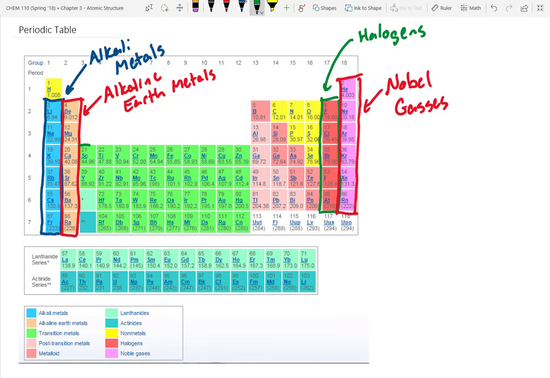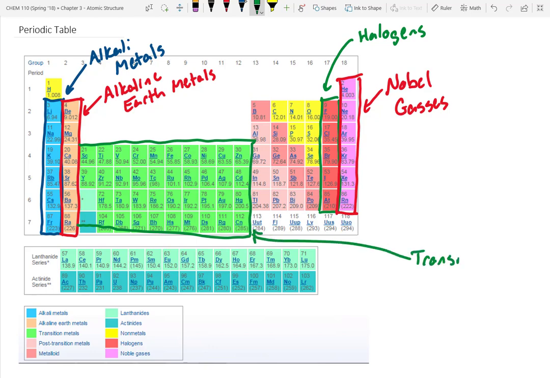And then the last one that I want you to know about is the center block. These are called transition metals. So those are the main areas of the periodic table I want you to know about. If you look at this one too, it has additional groups. I don't really care if you know about those additional groups, just these main 5.